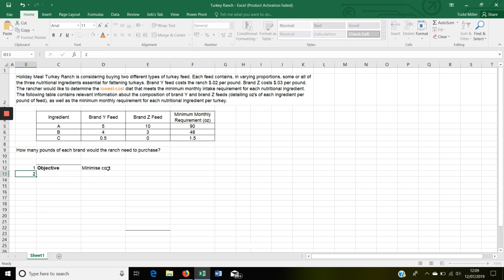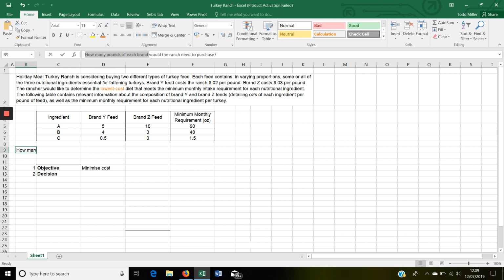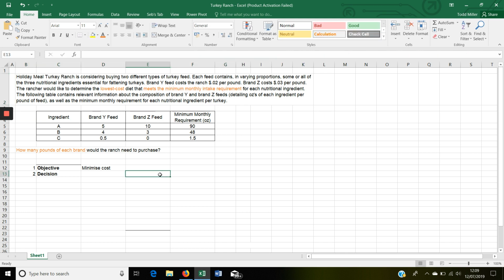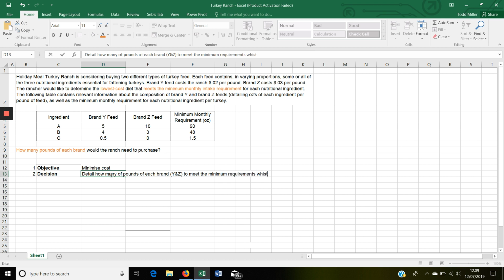Very simple. Second thing, what is our decision? Well, we're told here how many pounds of each brand at the lowest cost, plus we need to meet this minimum requirement. Okay, that's our decision then. So we're going to detail how many pounds of each brand, Y and Z, to meet the minimum requirements whilst minimizing the cost.